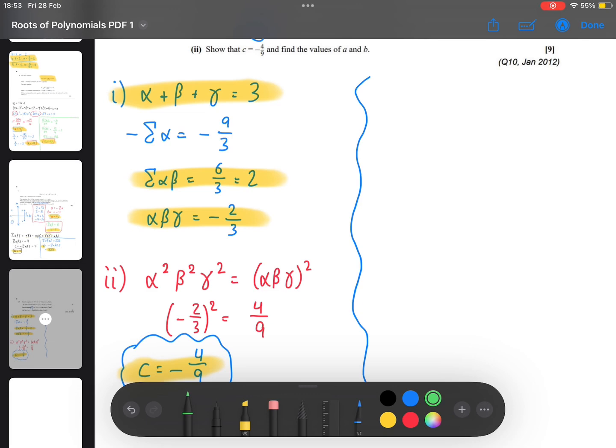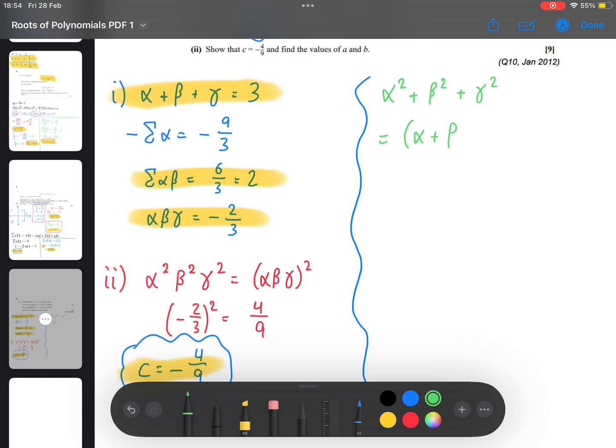And now for the harder part, because we need to be very careful that we're not missing out any terms when we're coming up with expressions for the sum of product pairs and sum of roots here. So the sum of roots is going to be alpha squared plus beta squared plus gamma squared. And we can express that partly.